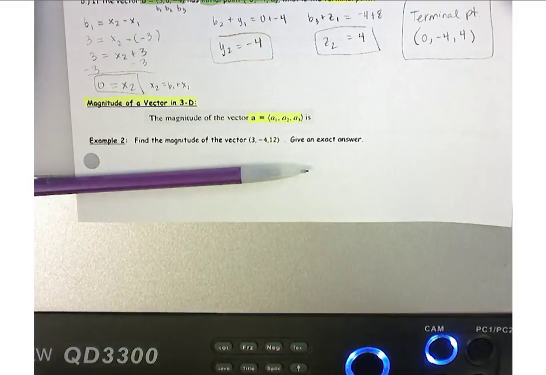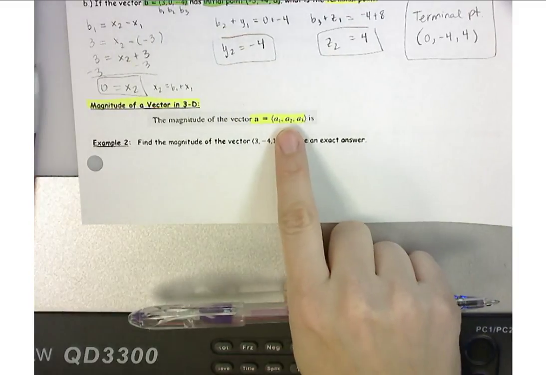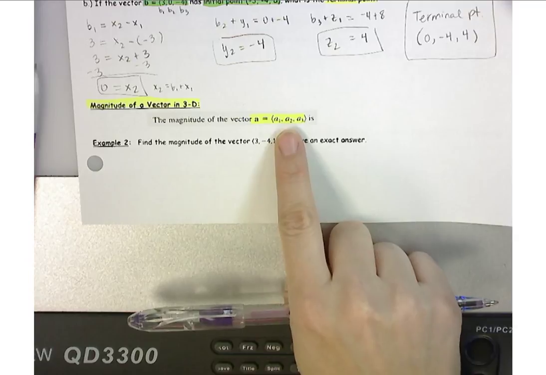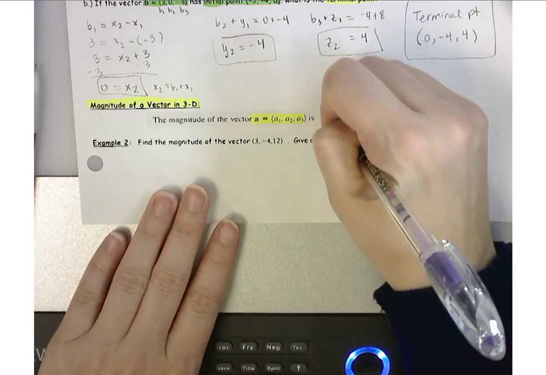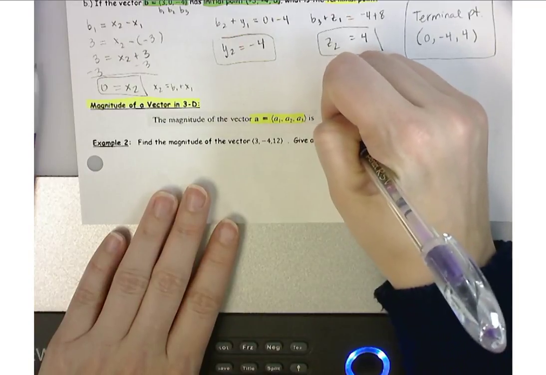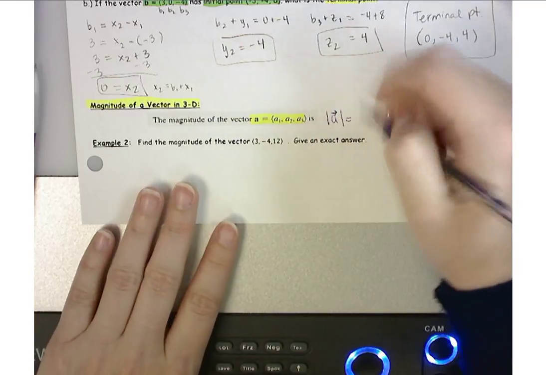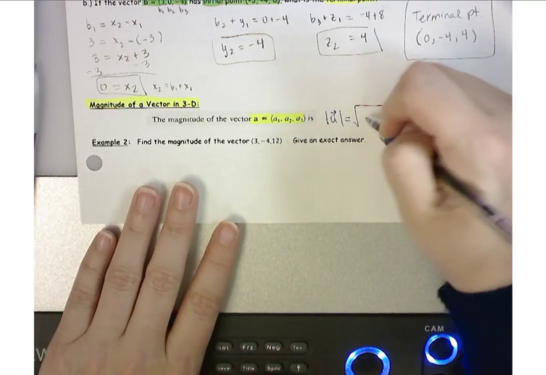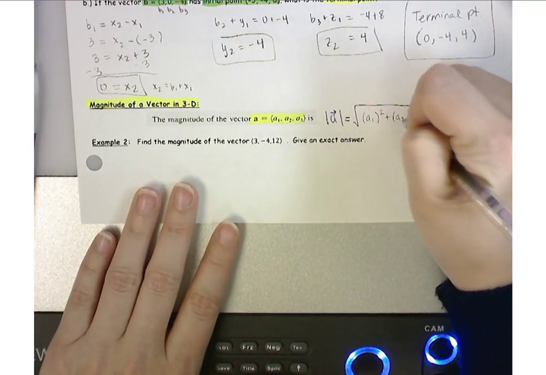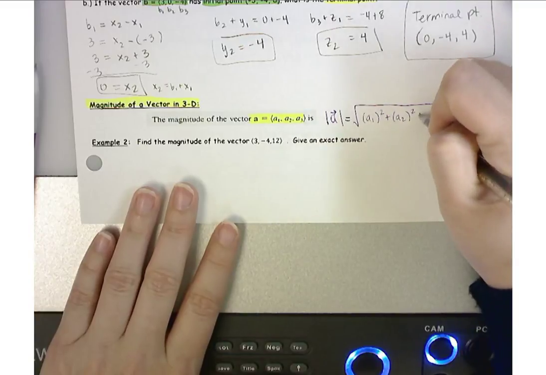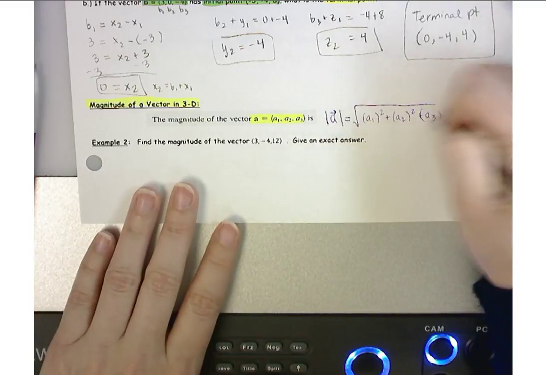Okay, so these are 3 components. Before they were a and b, now it's a sub 1, a sub 2, a sub 3. So the magnitude is going to be equal to the square root of a sub 1 squared plus a sub 2 squared plus a sub 3 squared.